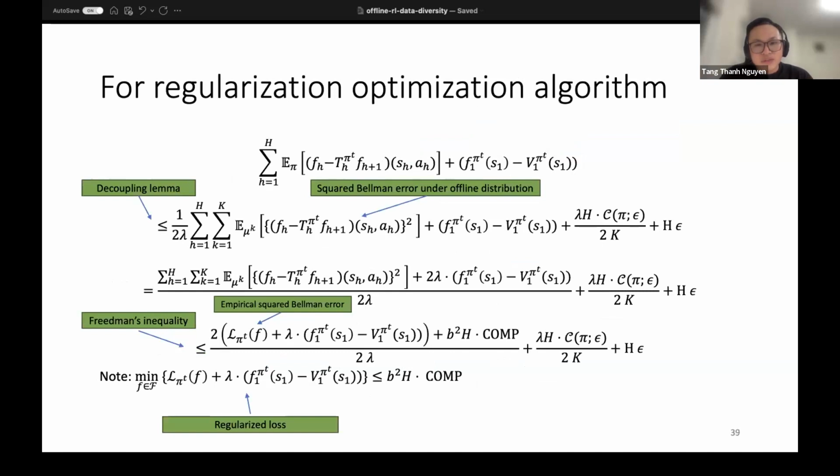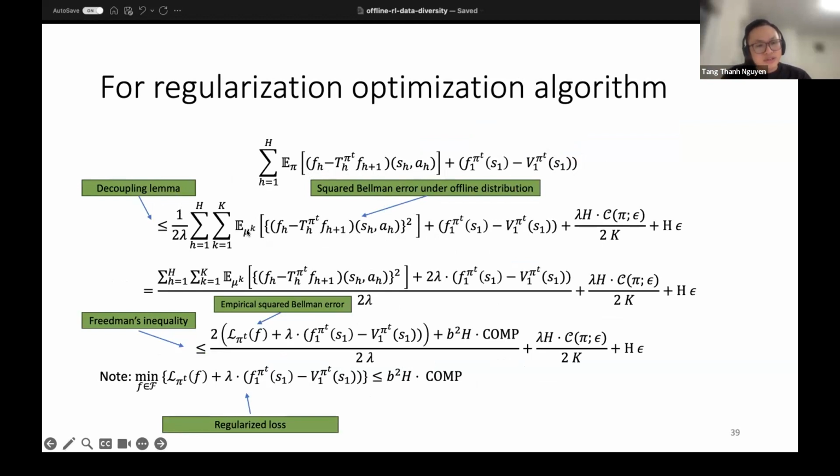For regularized optimization, we proceed very similarly. We start with this function, which is just the Bellman error under the comparative policy pi, and we possibly determine the value gap at the initial state. Then we use the decoupling lemma, which transfers this into the squared Bellman error under the offline distribution.